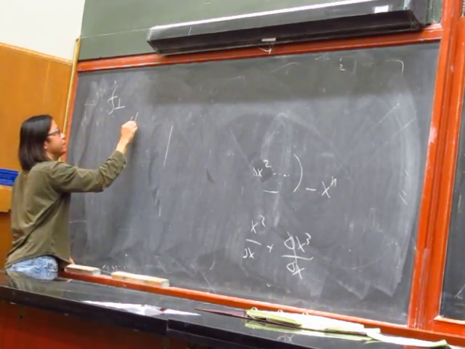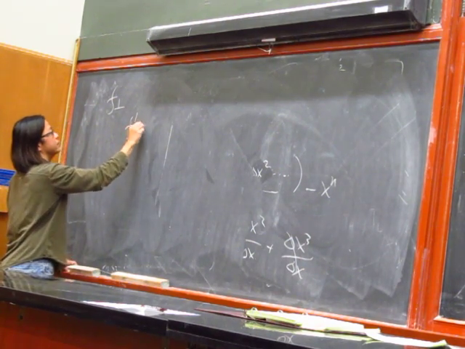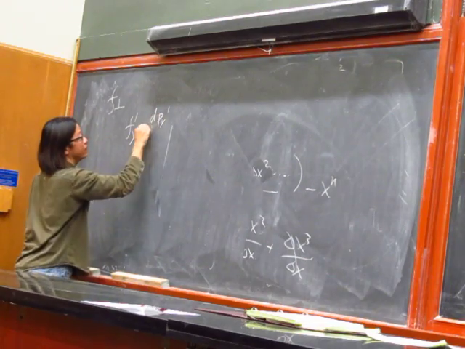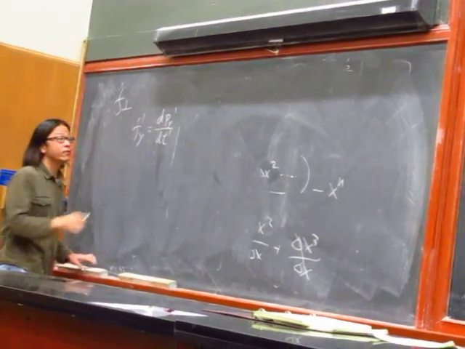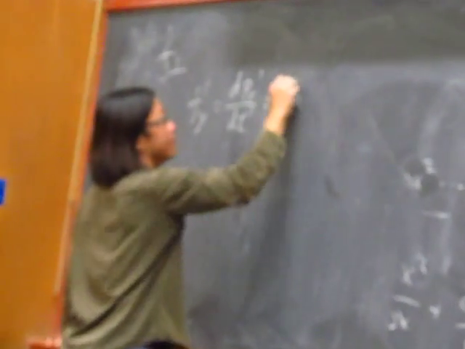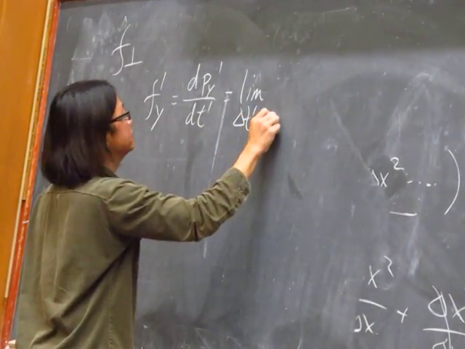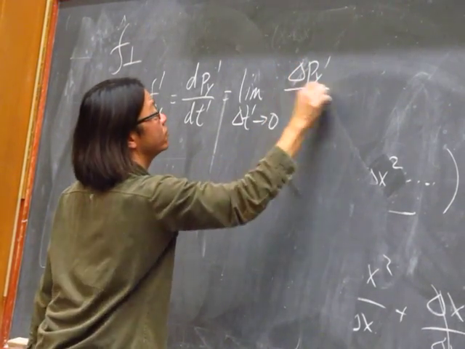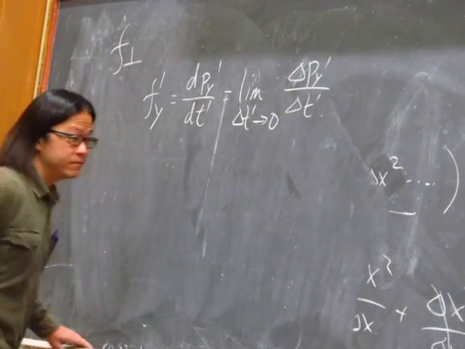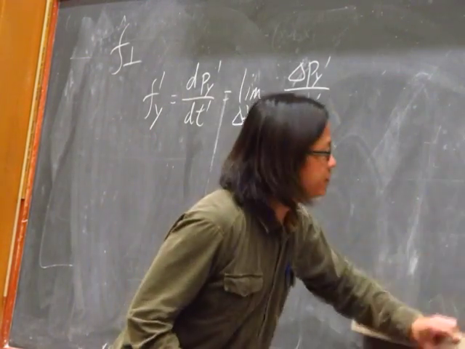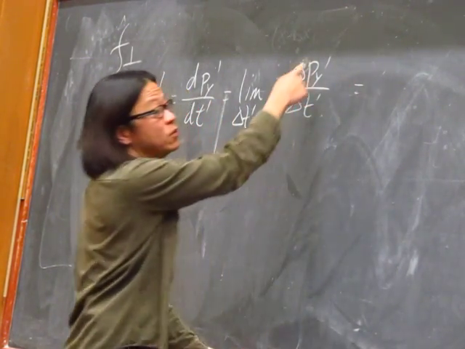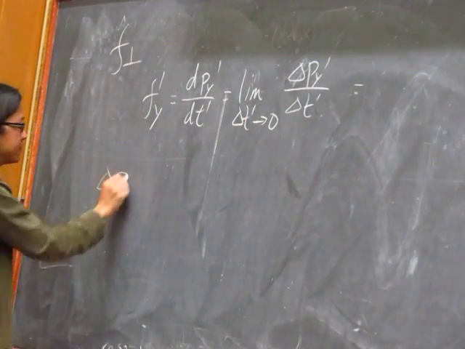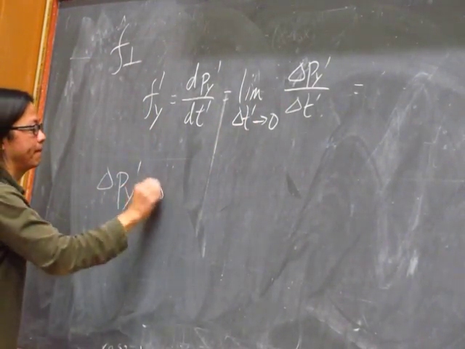Fy prime is equal to dp y prime over dt prime. This is the limit of delta p y prime over delta t prime as delta t prime goes to 0. But this becomes much simpler because delta p y is just delta p y prime. That is the other part of the Lorentz transformation.